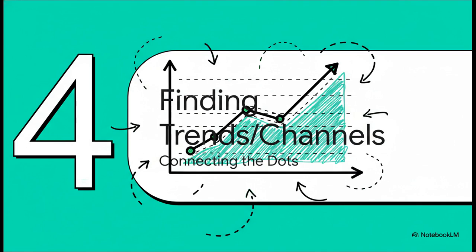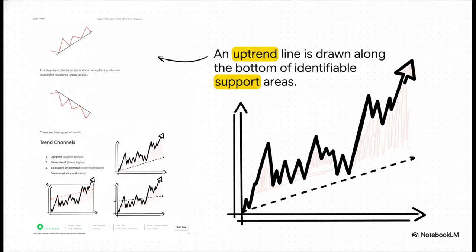When you start connecting these dots on a chart, you can suddenly see the bigger picture, the trends and channels that are guiding the price along its journey. So in an uptrend, the price is making a series of higher highs and, crucially, higher lows. You can actually draw a trend line by connecting the bottoms of those little dips, or valleys. That line gives you a clear visual of the trend's general direction.